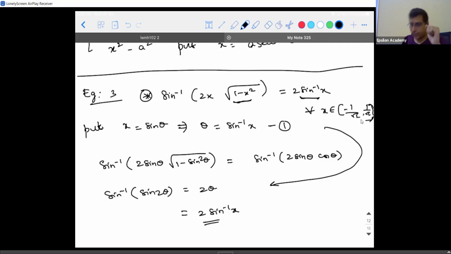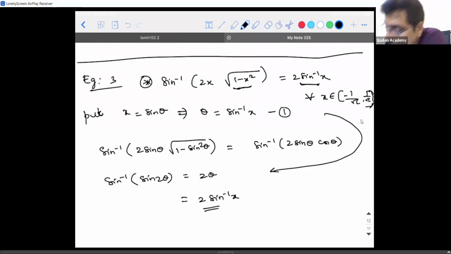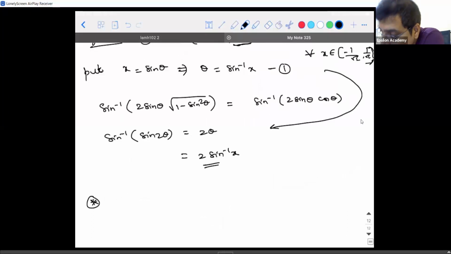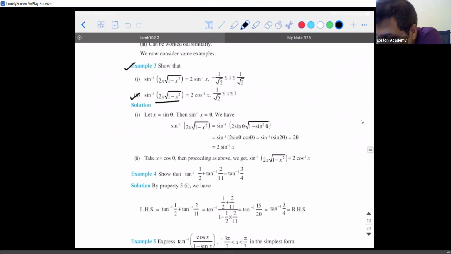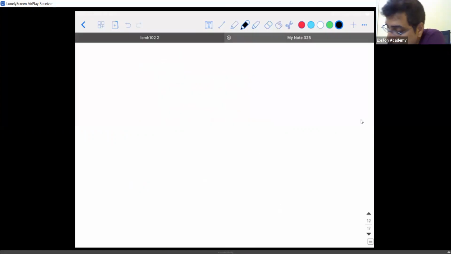I hope it's clear, right? Now if you observe the same example number 3, the second problem, the question is the same. But they are asking us to prove that it is equal to 2 cos inverse x also. How? Then what am I supposed to do?